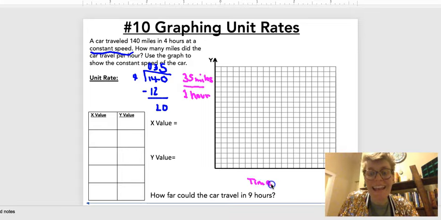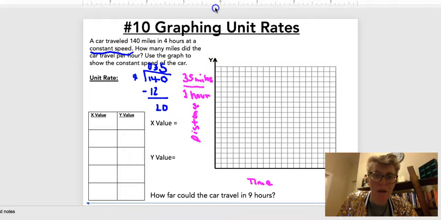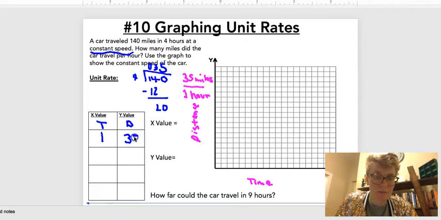This is something called the independent variable, which you should know about from your science teachers. So our time is down here, and then if the time is here, our miles or our distance is going to be over here. So I'm going to write distance this way. This little graph is going to show us that constant speed. Over here, I'm going to fill in my time for my x value and my distance for my y value. For hour number 1, that's going to be 35 miles.